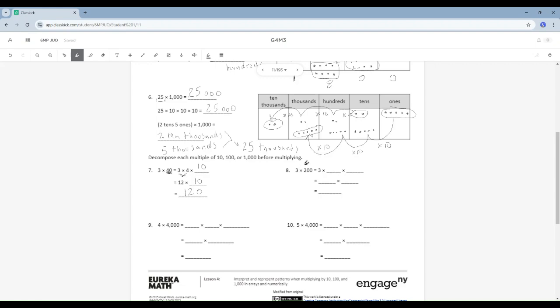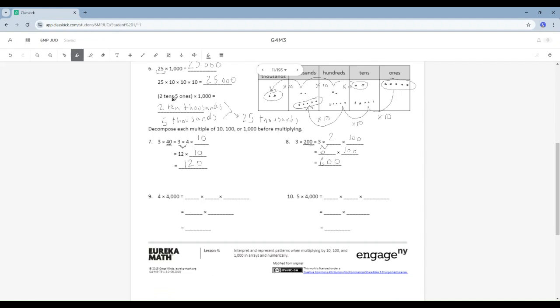Over here we have 3 times 200, so we're going to decompose 200 into 2 times 100. And now I'm able to multiply 3 times 2 first, which is 6, and this 100 comes down. And I can think of 3 times 200 as 6 times 100, which is 600.